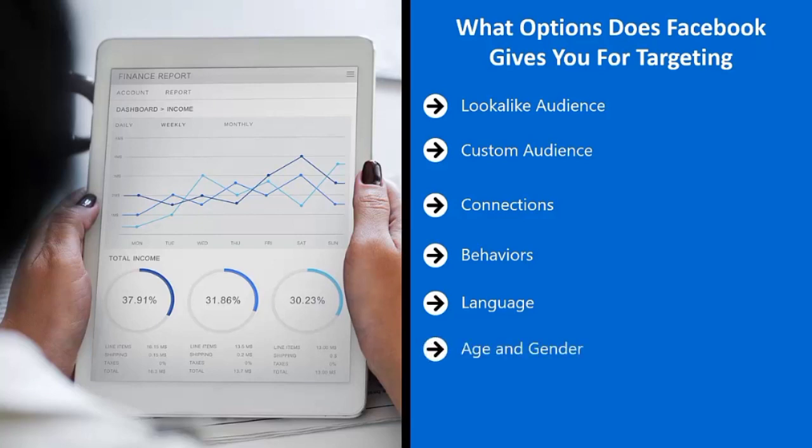Age and gender. You can target people based on whether they're male or female, as well as their age ranges. Location. You can target people based on their zip code, city or town, state or province, or country. For the purposes of this training, we're going to focus primarily on Facebook Ads Manager.